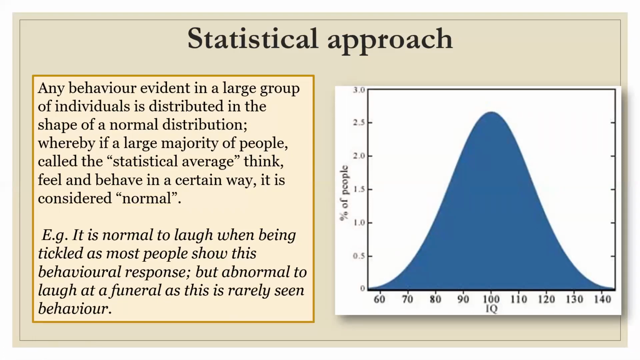And if I were to graph on a normal distribution the number of people who actually laugh at a funeral, I would be going towards these extremities. Very, very rare. Unless you've got some kind of mental disorder, no one's going to laugh at a funeral. That's just completely bizarre. But most people will laugh when being tickled. So that would come in the middle here, where the majority of the population is represented. So the statistical approach just uses this idea of percentages, of average, below average, and above average to understand how normal a certain thought, feeling, or behavior is.